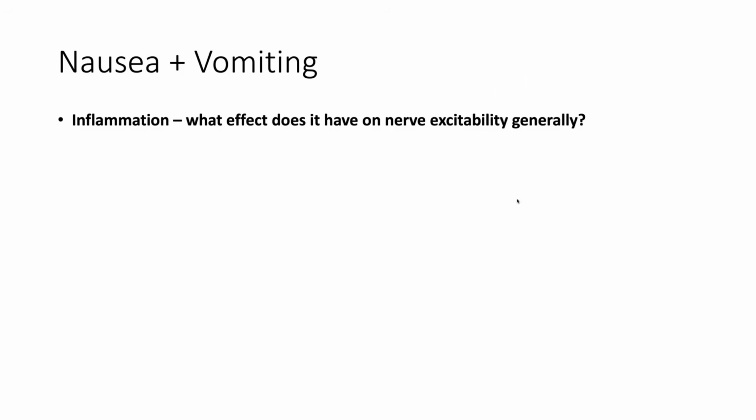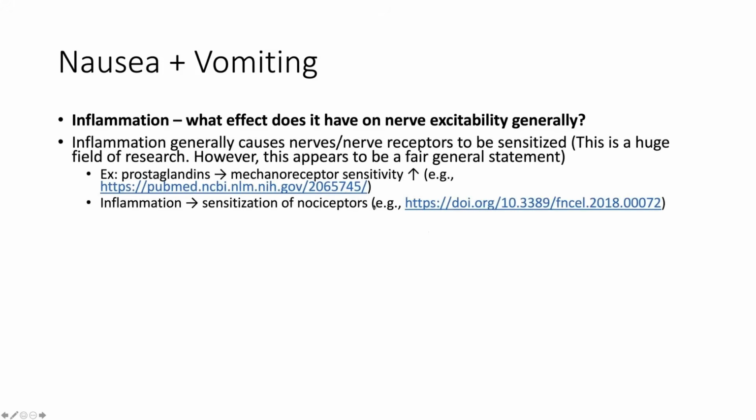So Vi, what effect generally does inflammation have on nerve excitability? Inflammation, doesn't it increase the excitability? Yeah, it does. I went really deep down this rabbit hole, but I can summarize it by saying that inflammation generally causes both the nerves and the nerve receptors to be sensitized. That's a huge field of research. I was shocked at how many papers there are, stretching back decades. But generally, this is true.